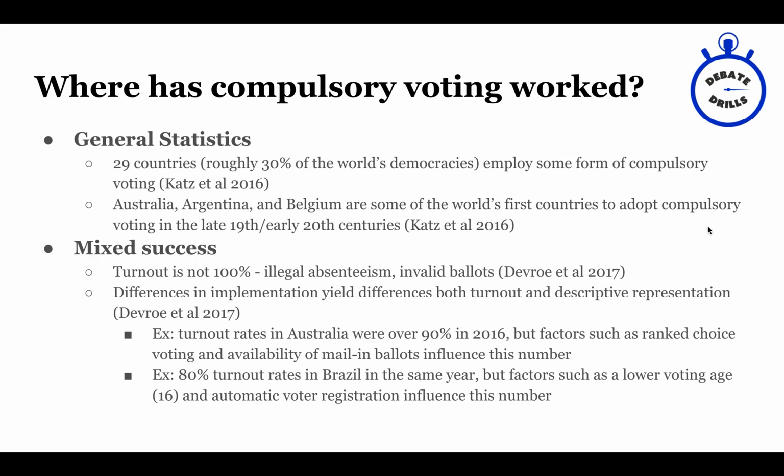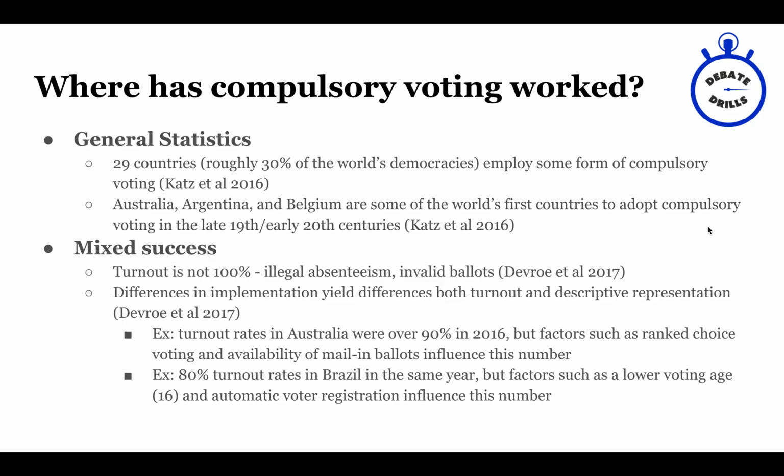So in order to think through this policy, we should talk about where compulsory voting has worked best. General statistics suggest that there are reasons that it's been implemented, right? So 29 countries employ some form of compulsory voting. This might sound like a lot, but that's roughly 30% of the world's democracies, which is not a huge number.